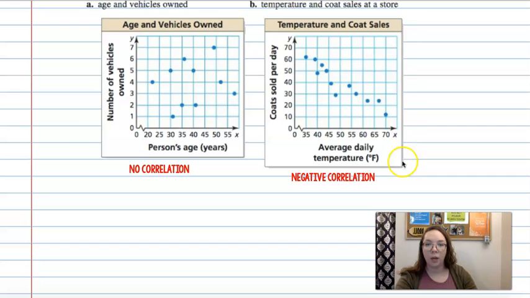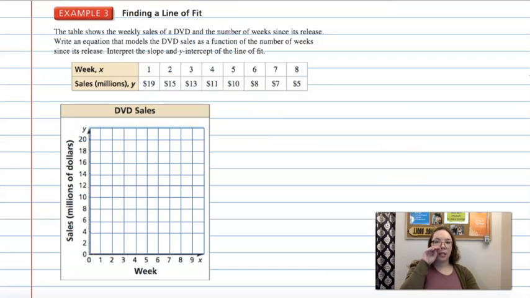Easy peasy. And then last one for today, we are going to draw the scatter plot ourselves, and then we're going to draw in what we call a line of fit. And when we draw them in by hand, they're just called lines of good fit. Tomorrow we'll talk about what a line of best fit is.